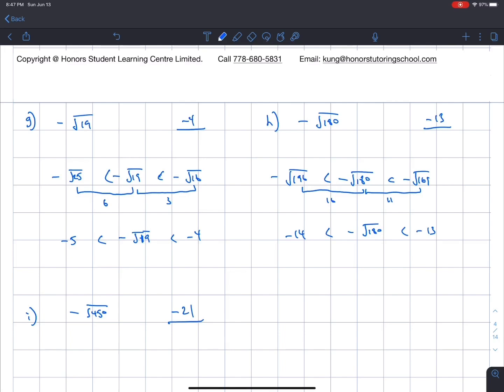And the last one, same idea. Because this number is quite big, you can really just type this into your calculator. Square root of 590, and you get 24.3. So it will be closer to 24.